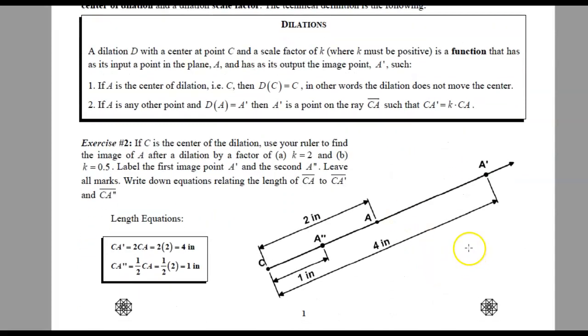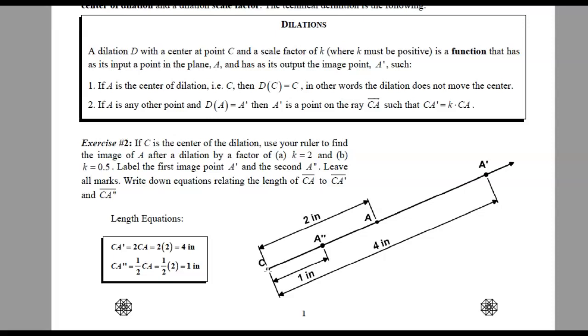So in exercise 2, if C is the center point, so if we're dilating from point C down here, and we try to use our ruler to find the image of A after a dilation by a factor of k equals 2, what that means is if we take the distance from C to A, what we need to do is go back to C and travel twice as far as we would have from C to the original point A. That's how we'll find our A prime.